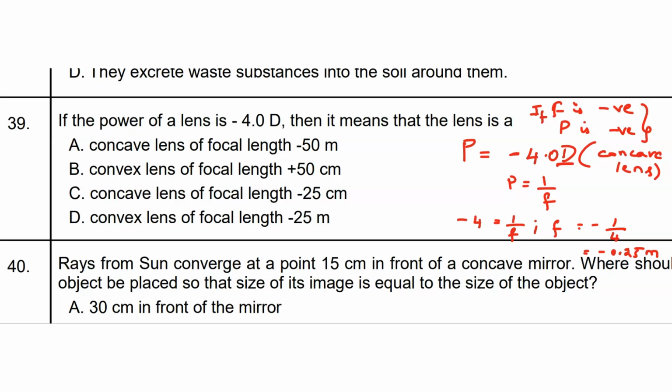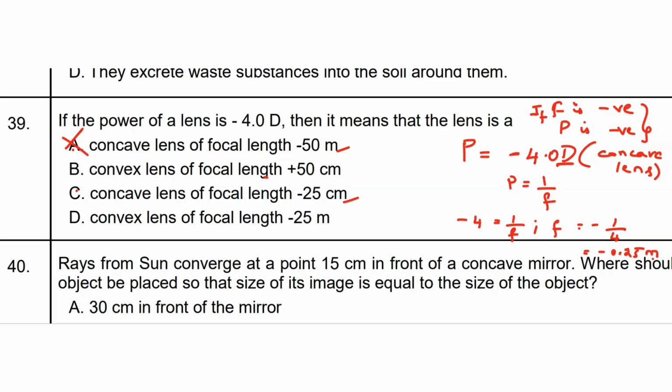Now let us find the lens. What are the possible options? You know that the focal length for the concave lens is negative, so it has to be either A or C. Now we have found the focal length to be 0.25 meter. Here they have given meter in one case and centimeter in another case. If it is meter, it has to be 0.25. So A is not the option.